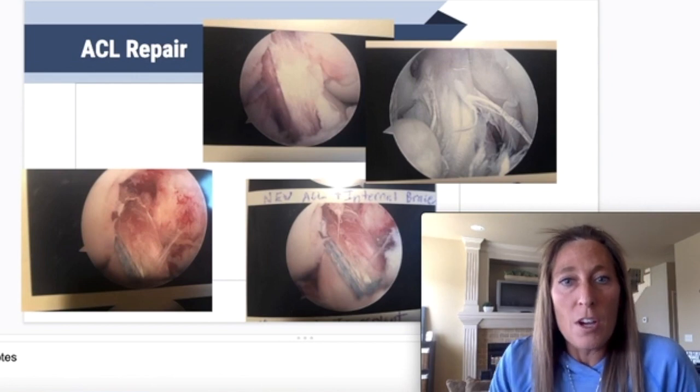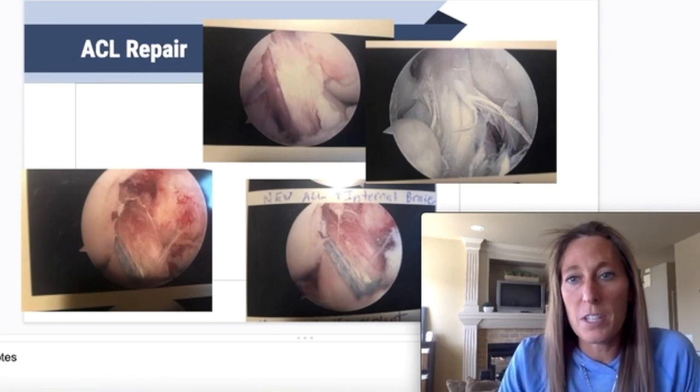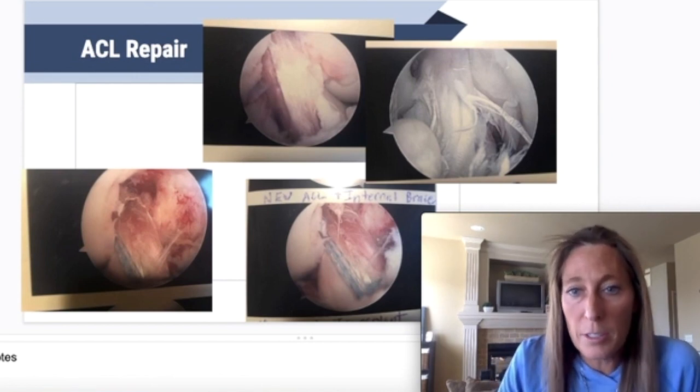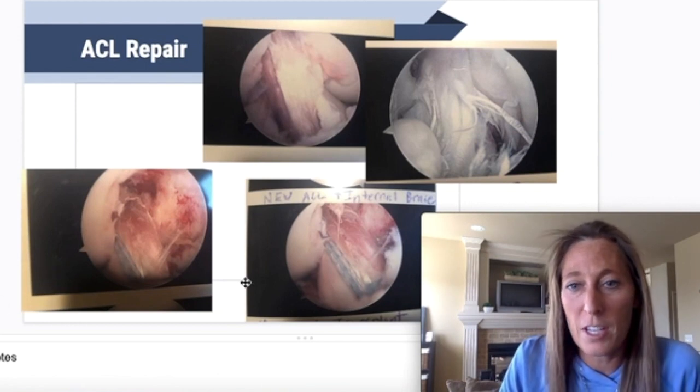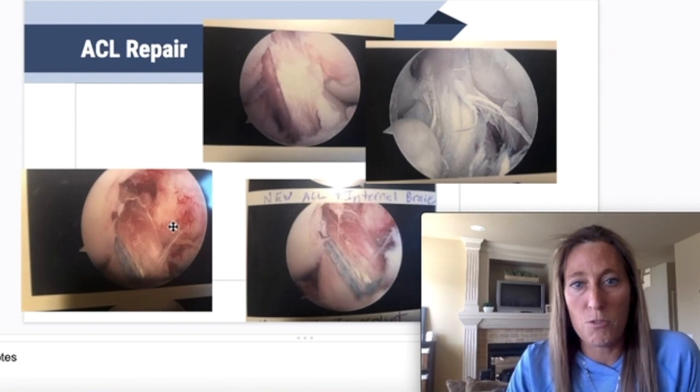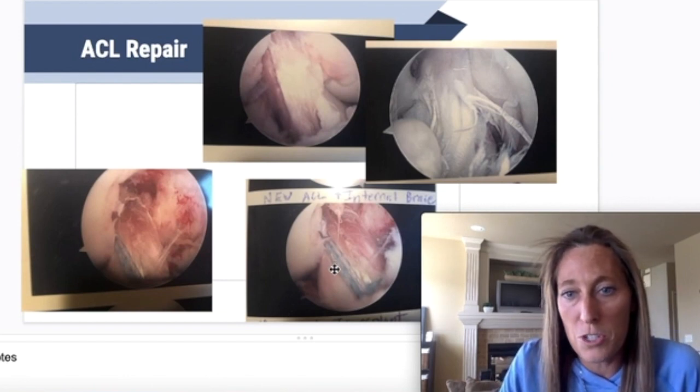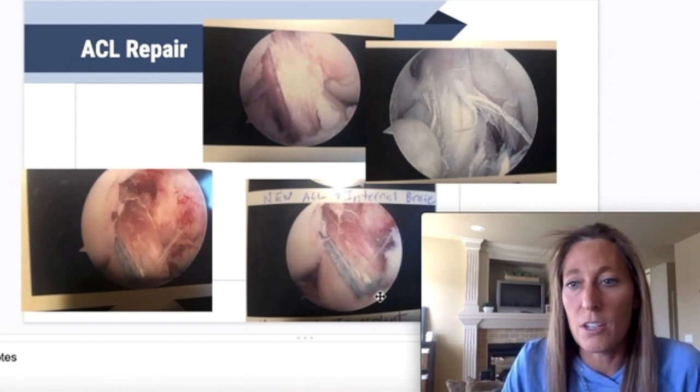Here's our pictures. All right, so ACL repair. There's a couple of ways that they can do this. They can do this with an internal brace, and you can see the internal brace here. My second ACL revision had this, pictures from that, an internal brace, which is just a cord attached in that ACL to give it more strength.